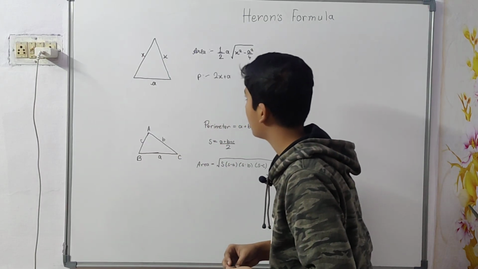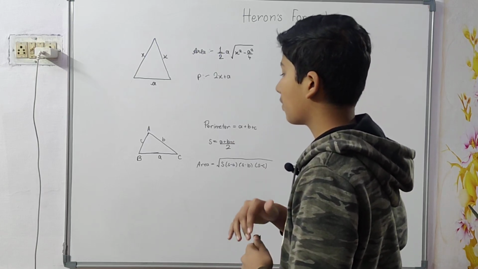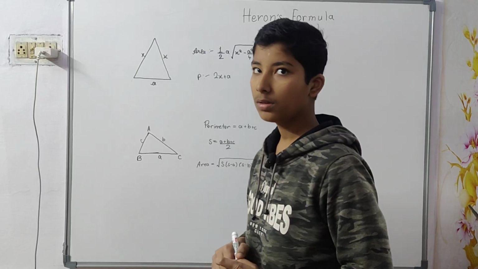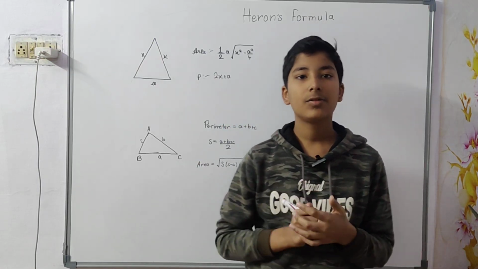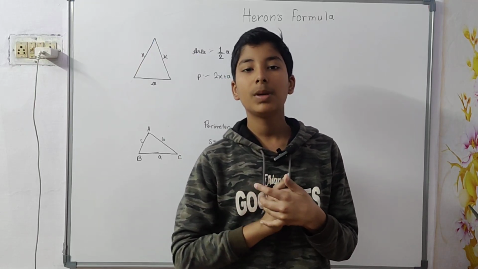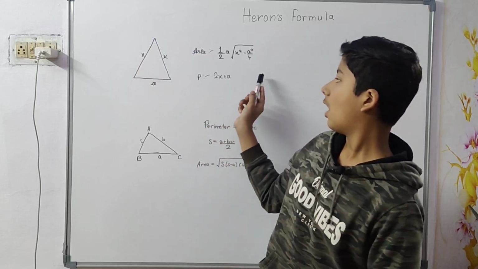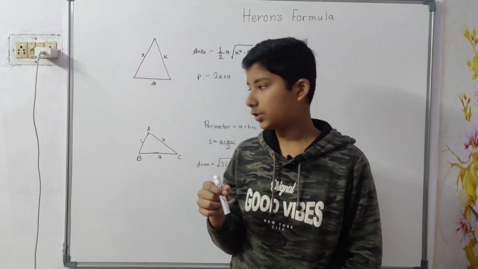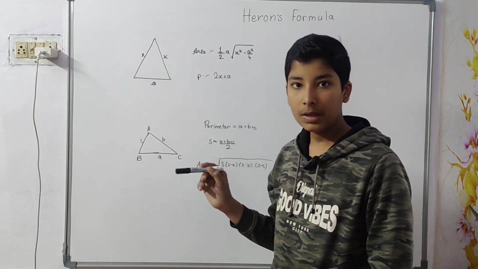Yes, half a root x square minus a square by 4. See, how will this formula be found out? I'll tell you in next video, because it will make the video longer. So in next video I will tell you how this formula was found out, including I will do the questions also.